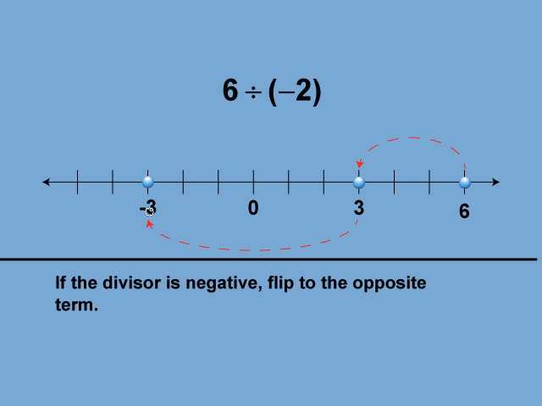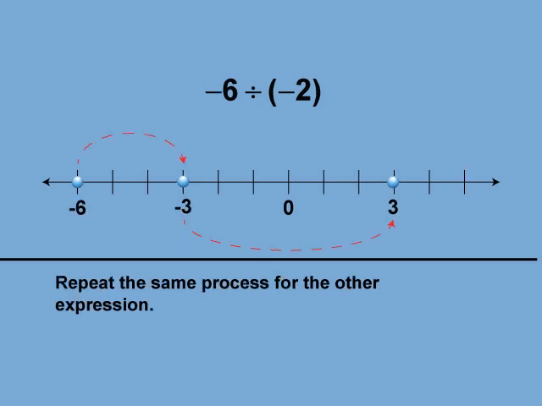Repeat the same process for the other expression. We start with -6, then divide by the absolute value of this term to get -3. Because this term is negative, flip to the opposite of this term. The result is 3. Let's look at a final example.